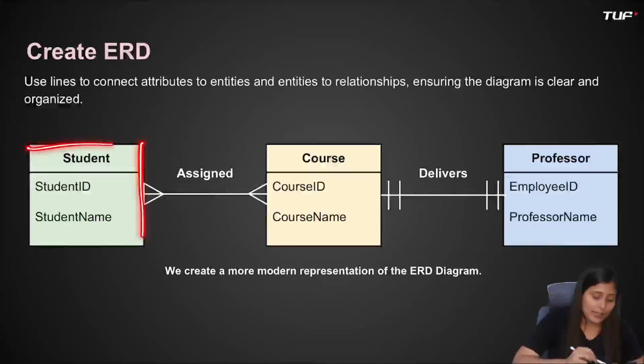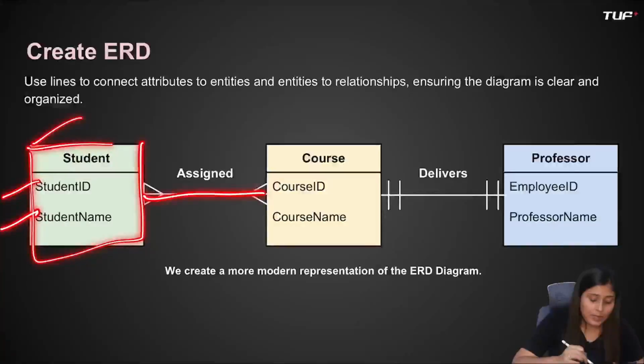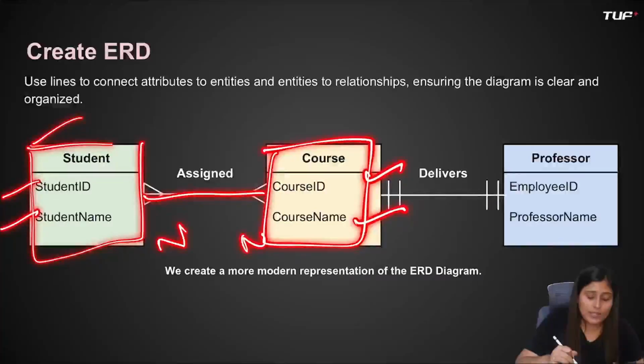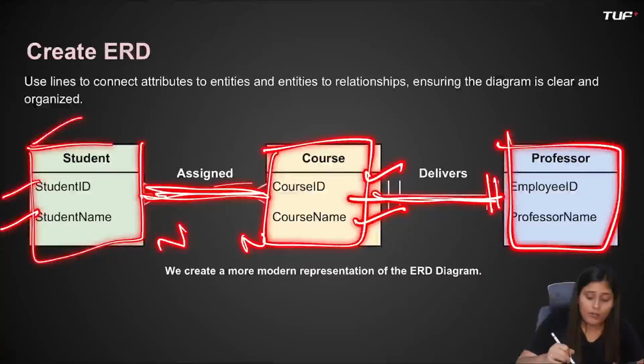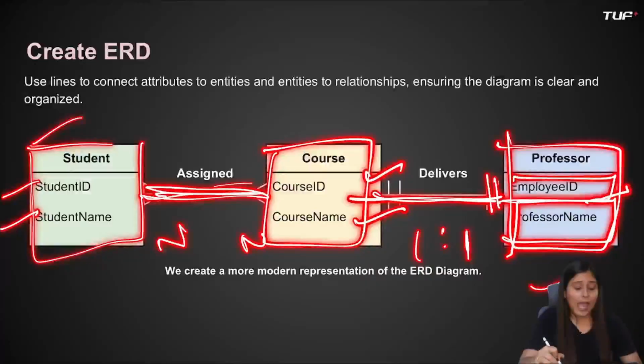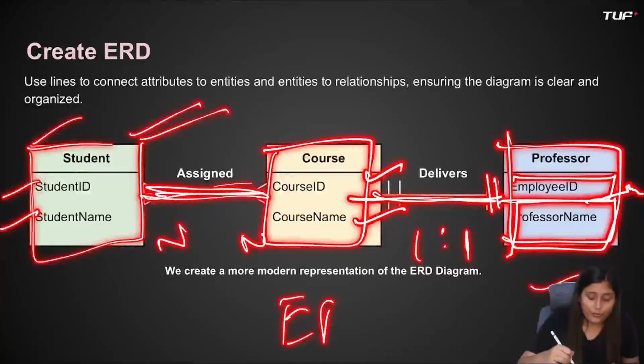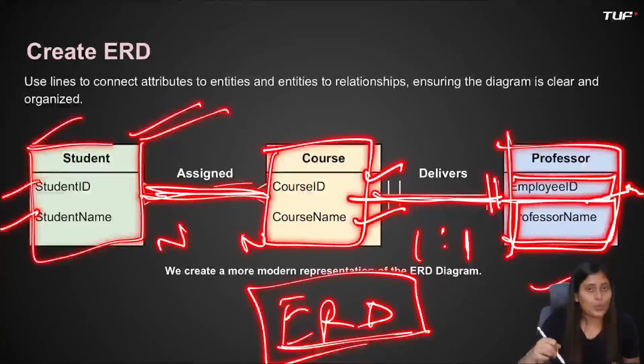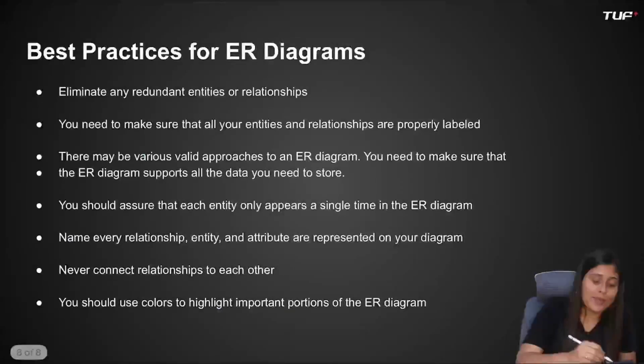Like how student will have student ID and student name as attributes, and it has a many-to-many relationship with the course table, which has course ID and course name as attributes. So this shows a relationship between these two tables. Similarly, each professor can deliver one course, so there is a one-to-one relationship, and the professor has employee ID and professor name as attributes. So after having all this information, this is how the ER diagram of student, course and professor will finally look.